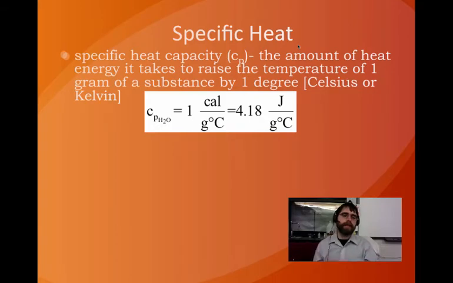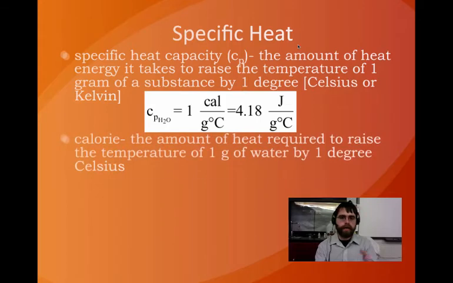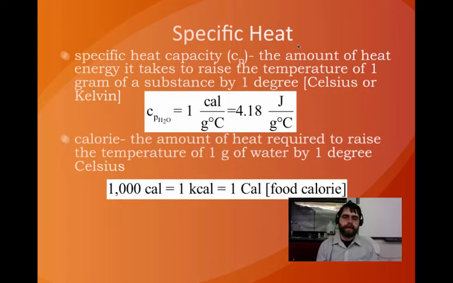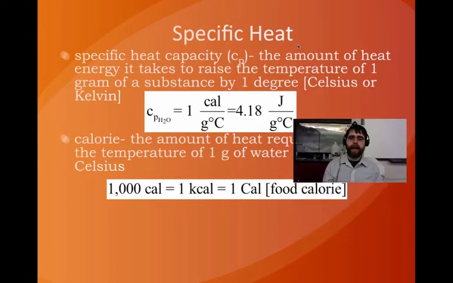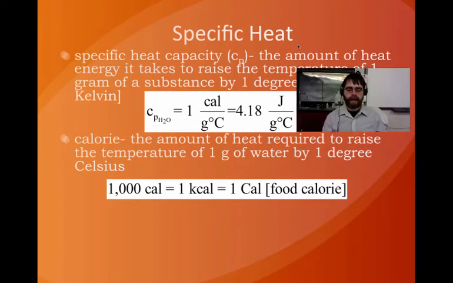And a calorie is actually defined as the amount of heat energy it takes to raise the temperature of 1 gram of water by 1 degree Celsius, because many of the metric units were originally based off of water. Also, as a side note, you've heard of big C Calories, which are food calories, which are equal to 1 kilocalorie or 1,000 heat calories.